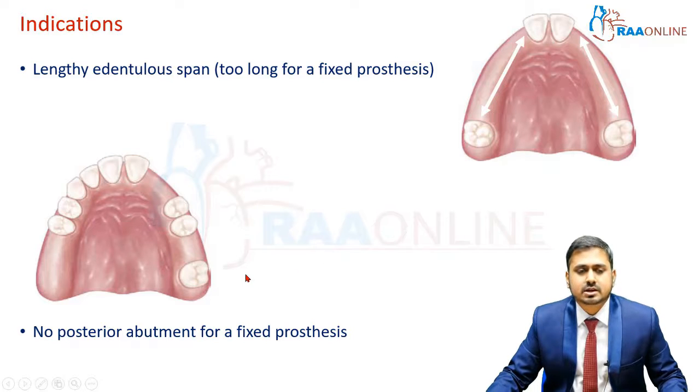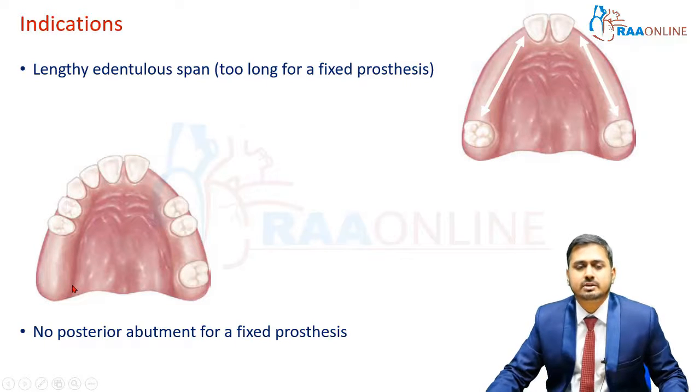Next point is that no posterior abutment teeth for a fixed prosthesis are available. As you can see, you have different edentulous areas, in which, in these two edentulous areas, you have teeth present both anterior and posterior to the edentulous span, whereas in this particular edentulous area there are no teeth posterior to it. In this scenario, either we can opt for a removable partial denture or an implant prosthesis.